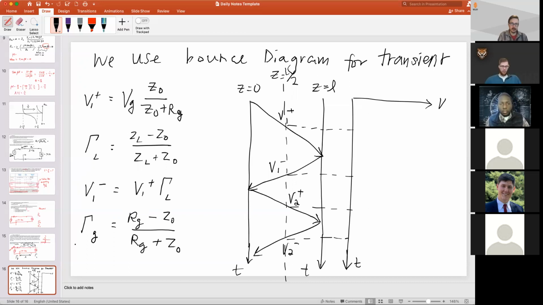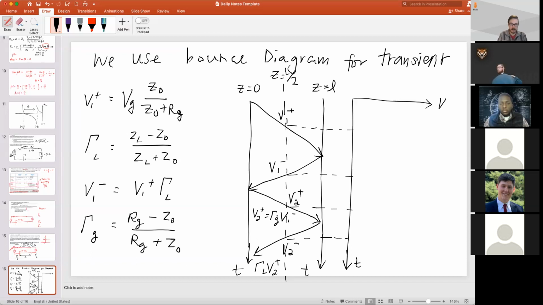Once we know these, we can continue to use them to find the reflection each time. To find V2 plus, that's the generator reflection multiplied by the incoming wave. And for V2 minus, we're back to the load reflection multiplied by the incoming voltage.